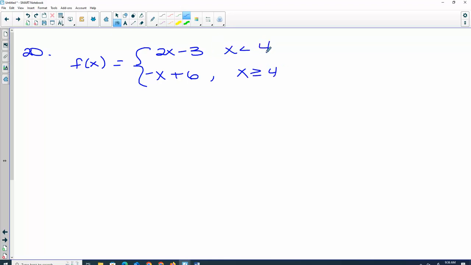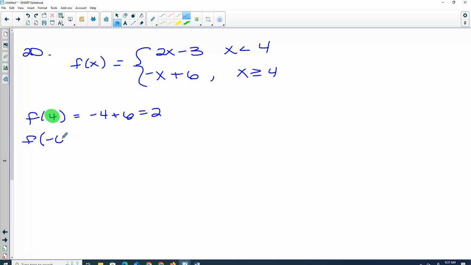First part is just testing if you understand how to read a piecewise. If I say f of 4, if x is 4, which rule can you use? Is 4 less than 4 or greater than or equal to 4? Greater than or equal. So you plug it into the second one and you get 2.